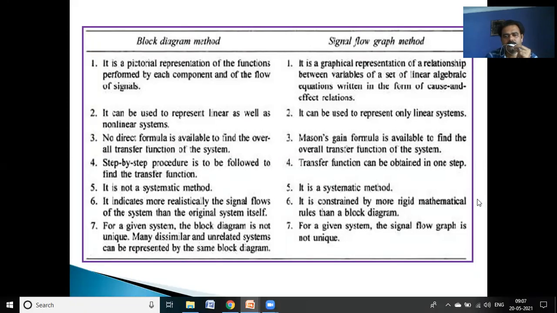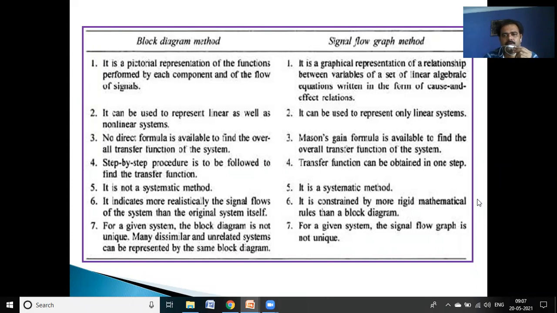So before going to the second chapter, let us see the comparisons between signal flow graph and block diagram method. So these are the comparisons. Please note down. So block diagram is a pictorial representation of the functions performed by each component and of the flow of signals. So it is a pictorial representation, same thing.